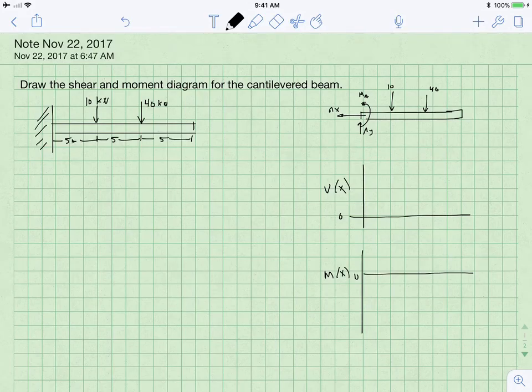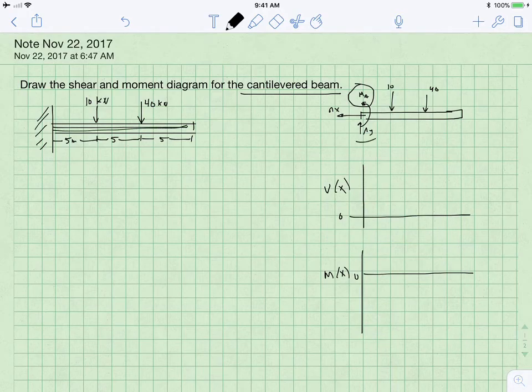Welcome to statics. In this case, we want to draw the shear and moment diagram for a cantilevered beam. And anytime you see the word cantilevered, you must automatically, at this point, be able to realize that there is an inherent moment that comes along with a cantilevered beam. That is to say, that there is a reaction moment at the wall as a result of this entire beam sticking into the wall, basically being cemented into the wall.